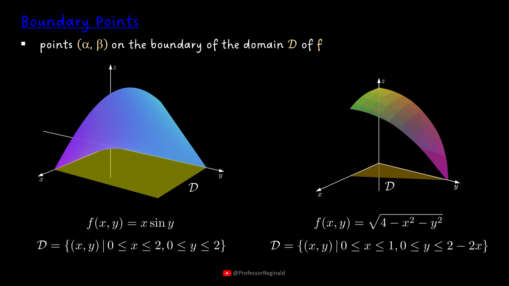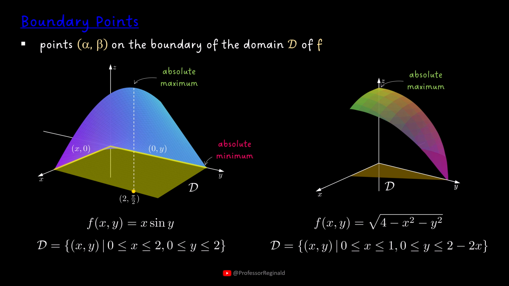In the first graph, the function achieves the absolute maximum at a boundary point. Meanwhile, the function attains the absolute minimum at a set of boundary points. In the second graph, the absolute maximum is achieved at a boundary point, while the absolute minimum is attained at another boundary point.